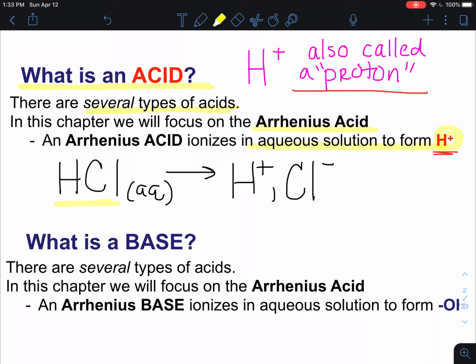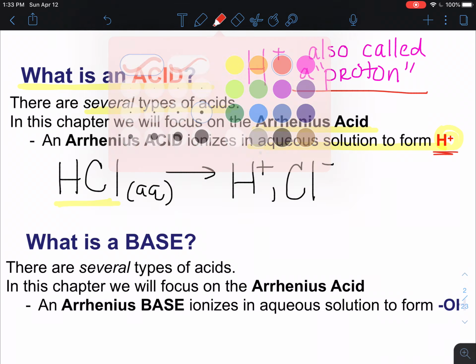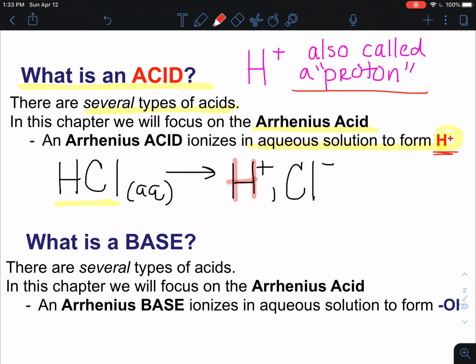And it's the fact that this H+ exists that makes this guy an acid. So a lot of times you'll see acids have a hydrogen, an H, at the beginning of their formula. So that is called an Arrhenius acid. Arrhenius acids ionize to form protons or H+ in aqueous solutions.